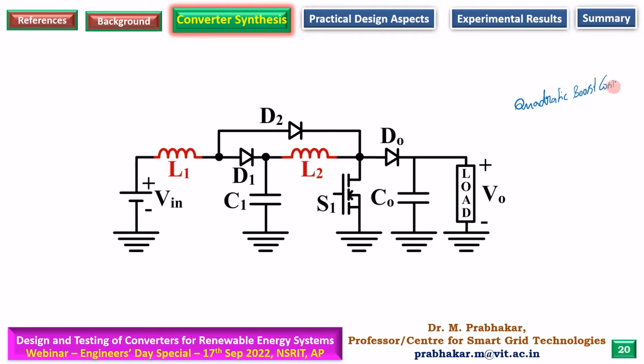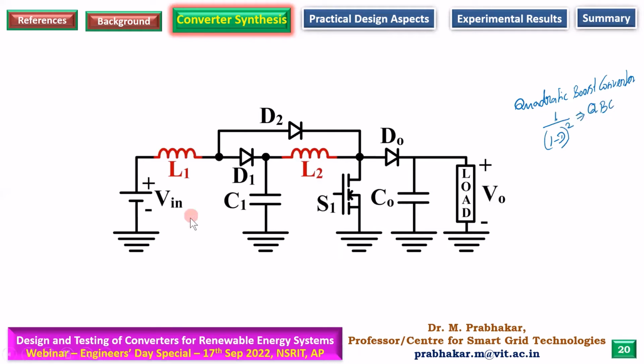Remember, in an interleaved configuration, we arranged the boost converters in parallel. So we got a voltage gain of 1 by 1 minus D. Instead, if we connect one boost converter in cascade, then we get a voltage gain which is quadratic, 1 by 1 minus D into 1 by 1 minus D. It is going to be 1 by (1 minus D) square. This is the voltage gain of a QBC, quadratic boost converter.